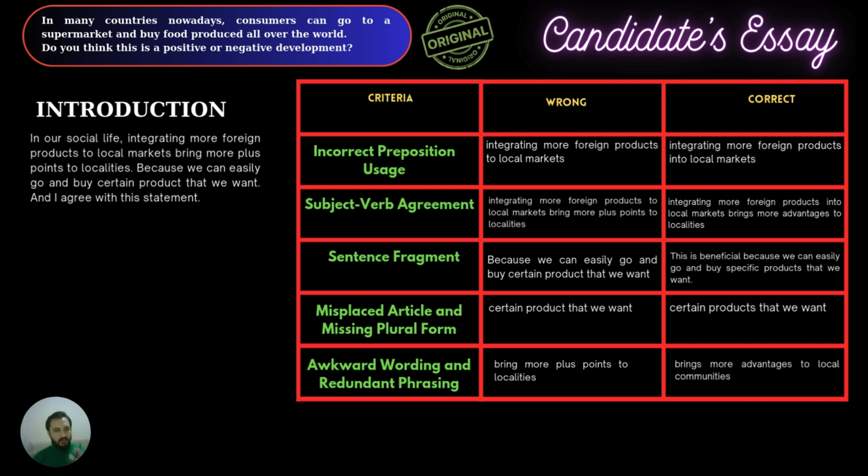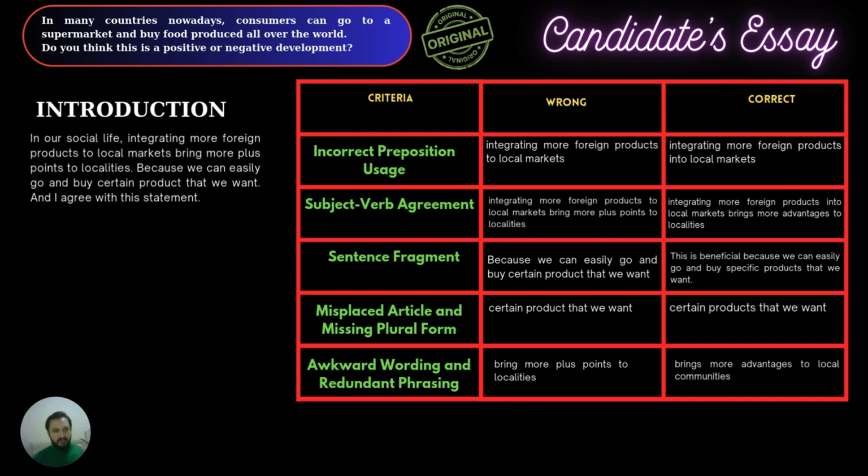So, first of all, incorrect preposition usage. Integrating more foreign products to local markets should be followed by into rather than to when discussing inclusion in a market or system. Okay, so the correction is integrating more foreign products into local markets. Second one, subject-verb agreement. The subject, integrating more foreign products, is singular, so the verb should be brings instead of bring. So the corrected version is integrating more foreign products into local markets brings more advantages to localities.